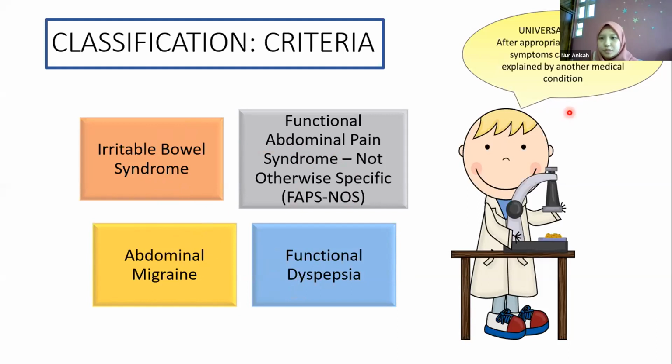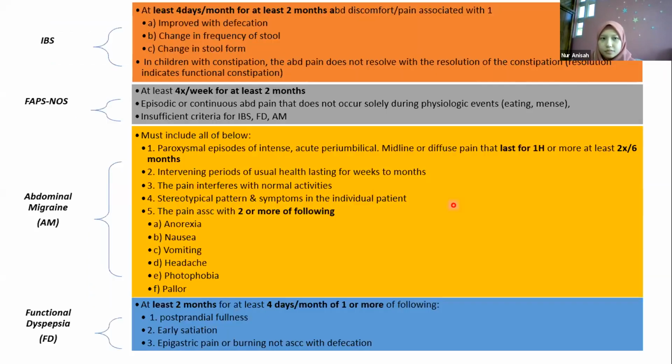And bear in mind, for all these criteria, there are universal criteria, which I mentioned before, that after appropriate evaluation, the symptom cannot be fully explained by any other organic disease. Okay. So let's go to the criteria. The first is IBS, irritable bowel syndrome. At least 4 days per month for at least 2 months, abdominal discomfort or pain associated with one of the following: improved with defecation, change in frequency of stool, and change in stool form.